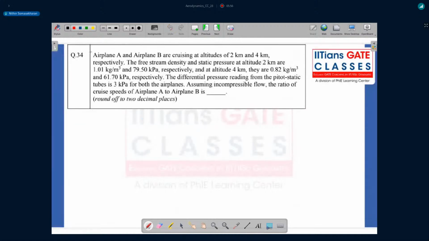Let's look at this problem. Airplane A and airplane B are cruising at altitudes 2 kilometers and 4 kilometers. So you have airplane A, and then you have airplane B. This is cruising at the altitude of 2 kilometers, and this is at 4 kilometers, right?